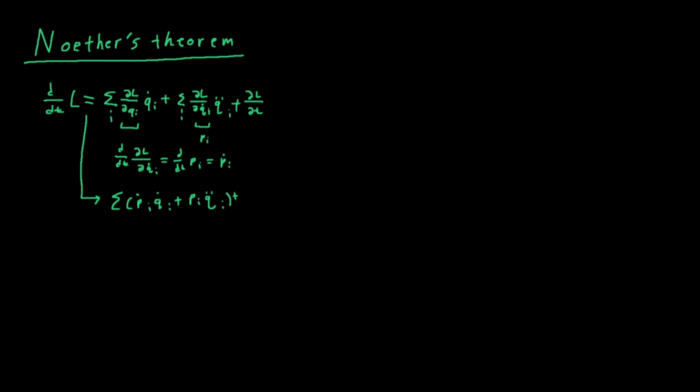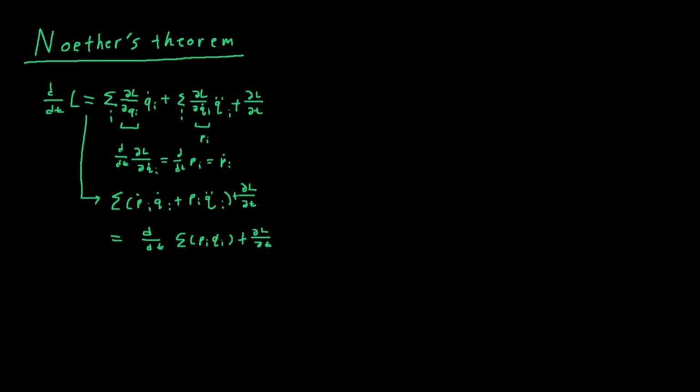plus the partial of the Lagrangian with respect to time, which is just going to be equal to the time derivative, by the chain rule, of the sum of momentum times velocity over these generalized coordinates plus partial L over partial t.